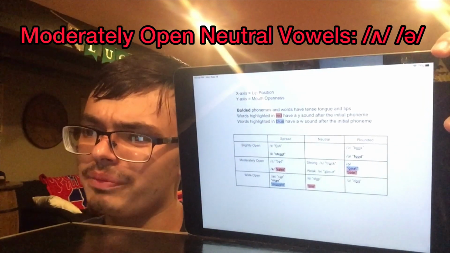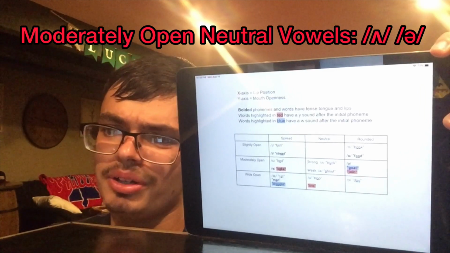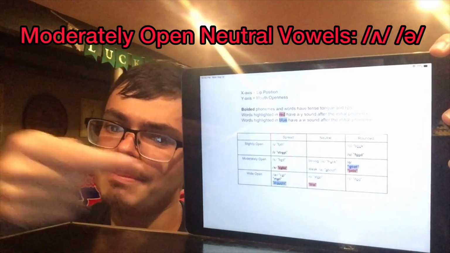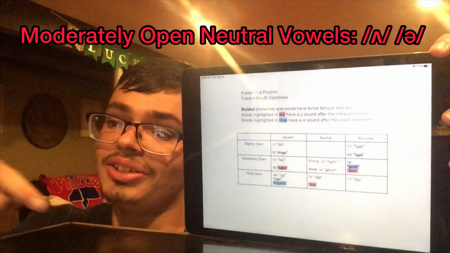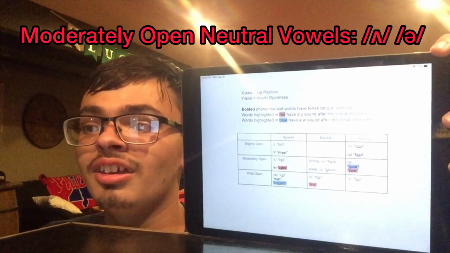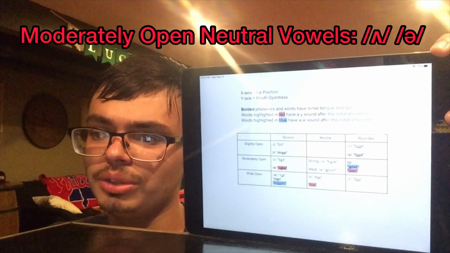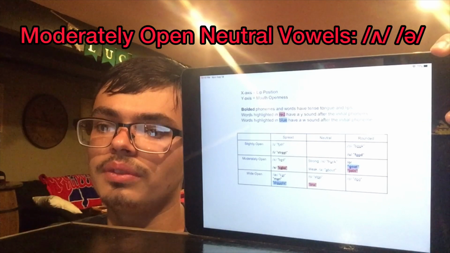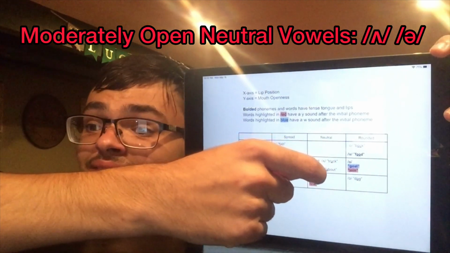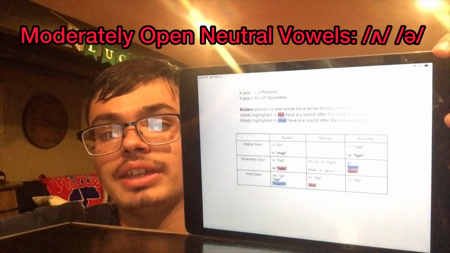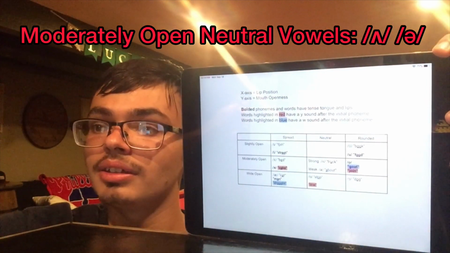But why do we have a weak version of the sound here, but nowhere else on the vowel chart? That's because it's right in the middle, so it takes the least effort to make these two sounds. So oftentimes, an unstressed syllable in a word will get reduced to the weak version of this sound. There's a special name for the weak version of this sound, which is the schwa sound.